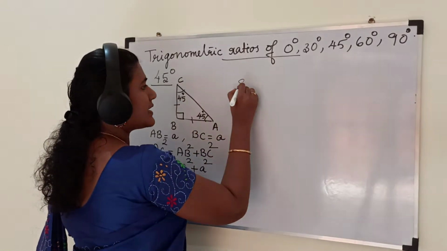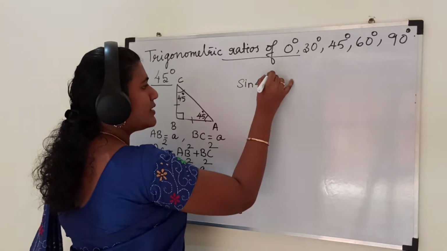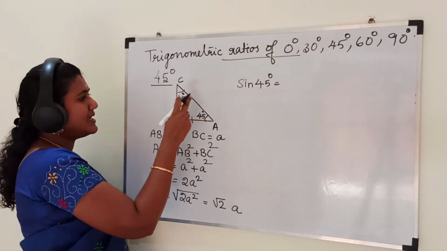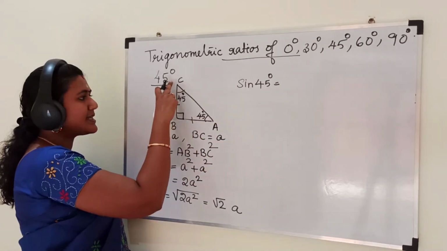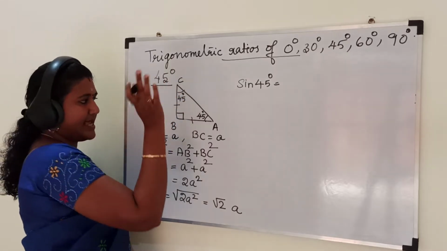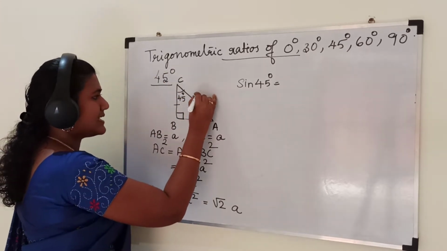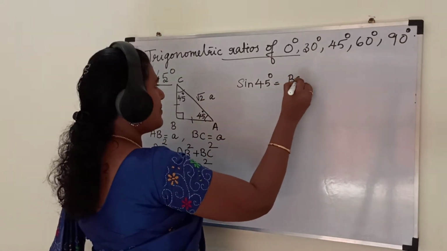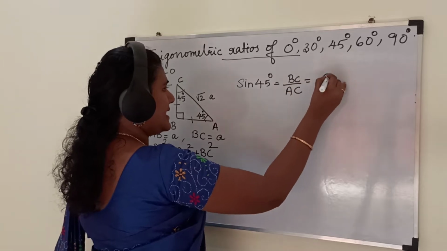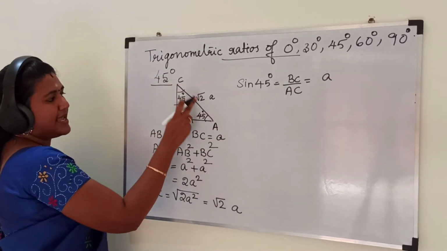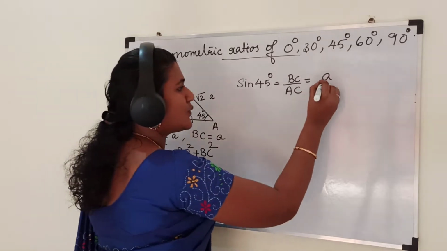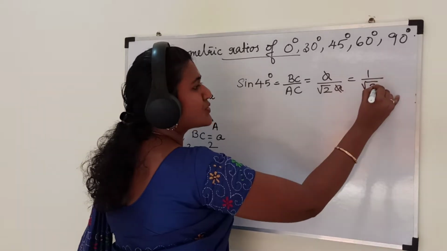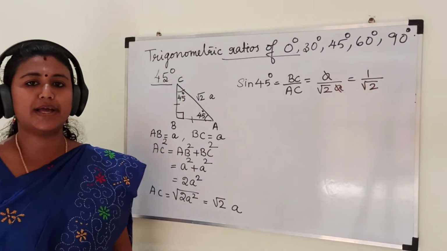So first trigonometric ratio, sine 45 degree. With respect to this angle, we will see. Sine 45 degree is opposite side by hypotenuse. Opposite side is BC, and hypotenuse is AC, which we got as root 2 a. So sine 45 is BC by AC. BC is a, and AC we got as root 2 a. So a by root 2 a, so the value is 1 by root 2. So sine 45 degree is 1 by root 2.